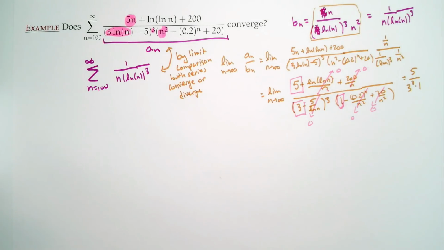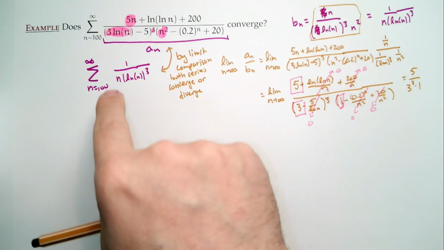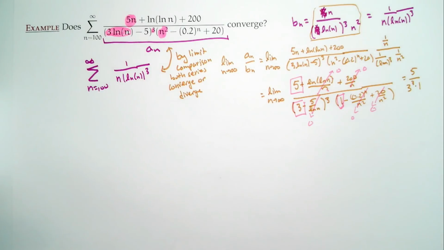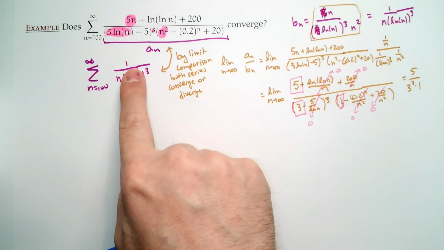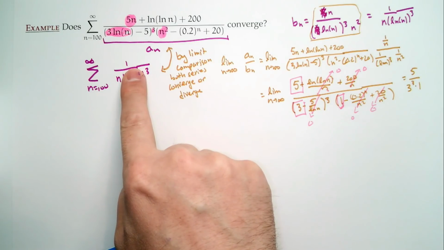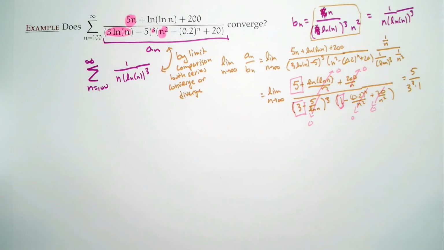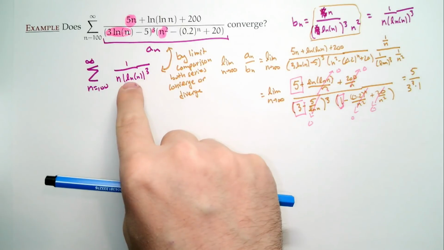Okay, so we come to this question. Does this series converge or does it diverge? Well, what does it look like? Well, if we ignore that log n cubed, that's 1 over n. That actually is a very famous sum. That's the harmonic sum, and we know the harmonic sum is going to diverge. But now we have a little bit extra.